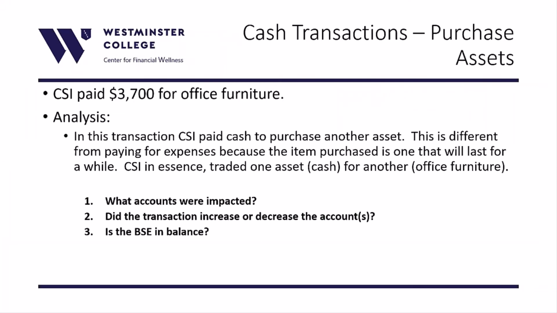All right, CSI paid $3,700 for office furniture. I'm going to assume that's cash. Doesn't say it, but we're going to assume. All right, so what's going on here? They're just really taking one asset, cash, and getting another asset, office furniture, right? So in essence, they're trading one for another. So let's take a look at our balance sheet equation and see what accounts we think we're going to impact.